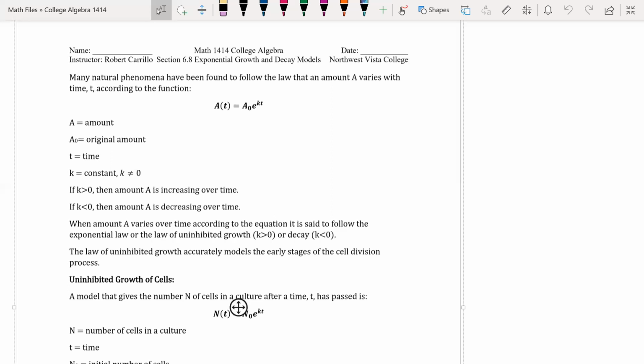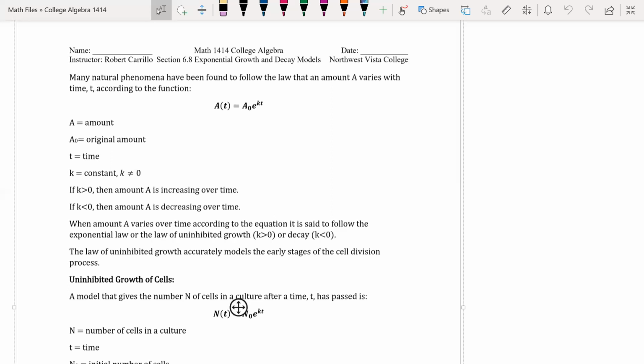constant. If k is greater than 0, then we have a growth problem. If k is less than 0, then we'll have a decay problem. So if k is positive, we're increasing. If k is negative, we're decreasing. And that's what's stated below. When amount A varies over time according to the equation, it is said to follow the exponential law or the law of uninhibited growth. Growth is greater than 0, decay is less than 0.